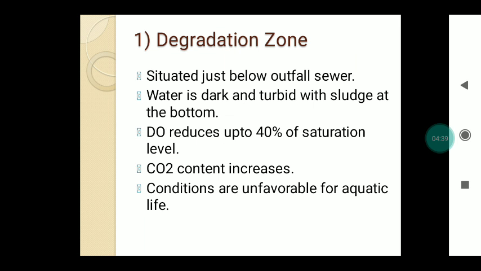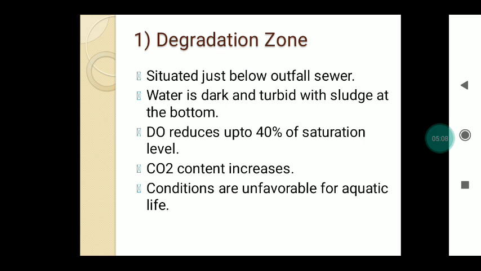So the first zone is the degradation zone. It is situated just below the outfall of the sewer. When the sewage is directly discharged into the natural stream, that is the point of the degradation zone, in which the water has a dark color and its appearance is turbid, with sludge at the bottom. In this zone, the dissolved oxygen reduces up to 40% of the saturation level.